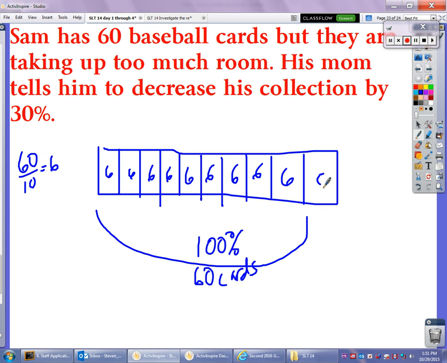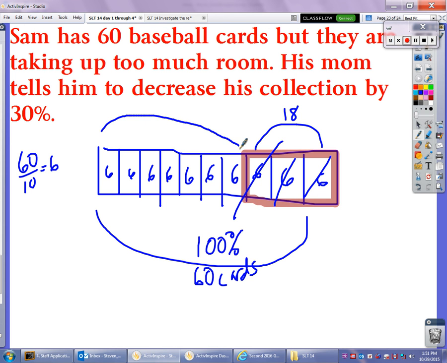So because we want to decrease the collection by 30%, I have to figure out what is 30%. Well, 30% represents 3 boxes, 3 10% boxes. Well, this would be the 18 cards. And if we get rid of them by decreasing it, because we're taking away the 30%, we're left with this much, and this is 6 times 7, or 42 baseball cards, which is our answer, same answer we got before.